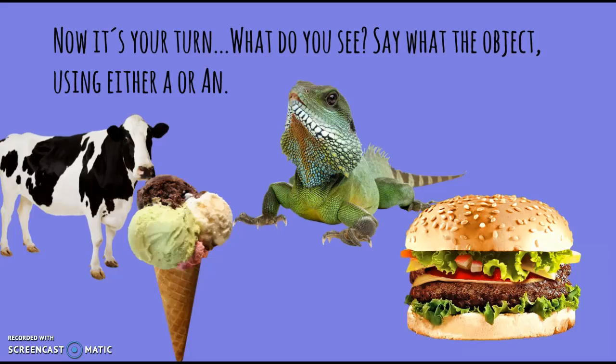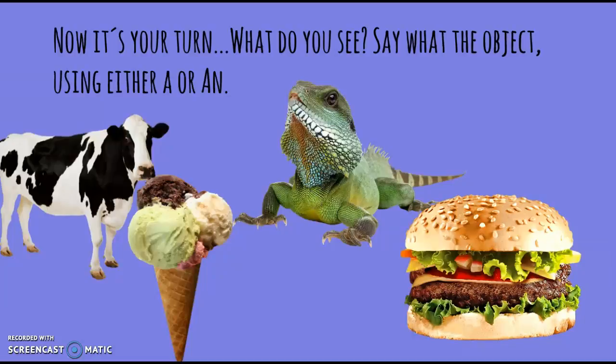That's your turn. Take a look. What do you see? I want you to say the object using either a or an. What's this animal over here that's black and white? A cow. That's correct. And below that cow, what's that yummy dessert that you see? An ice cream. That's right, because an ice cream begins with a vowel, whereas a cow begins with a consonant.